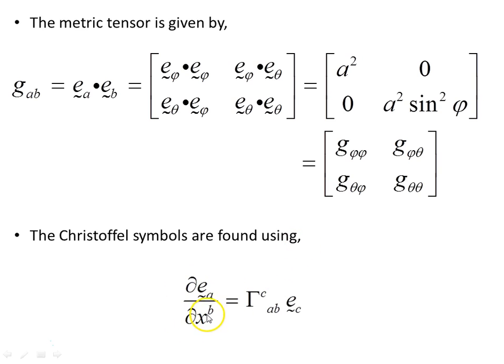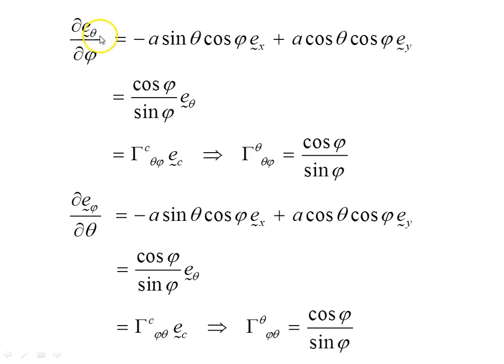this object here, the partial derivative with respect to each of the coordinates. It gives us this object. Now d theta d phi will give us this object here, and that's equal to cos phi on sine phi e theta. That gives us, again, here's our rule, one index, unknown index c up the top and c down below, so we need to sum over those. There's only one vector here, c is equal to theta, and so gamma theta phi theta is this object.